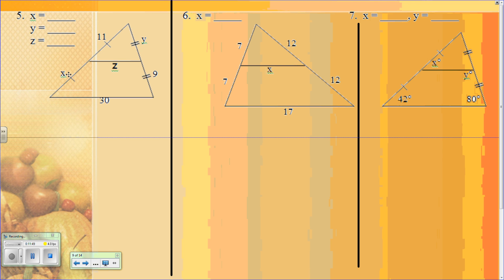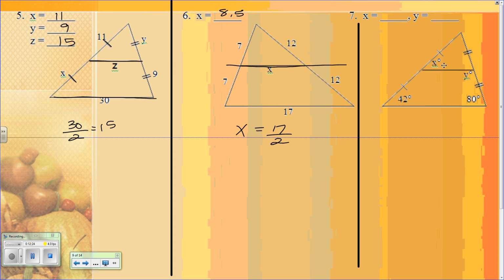So I have all this equalness. This is equal to this, so that means x is 11. This side's equal to this side, so that makes y is 9. And this side is half of this side. So what's 30 divided by 2? Because that's what a half is. So that would be 15. So that means z is 15. Same thing here. Since I know these two are equal, I know this is a mid-segment, so I know this is half of this. So x is half of 17 over 2, which is 35.